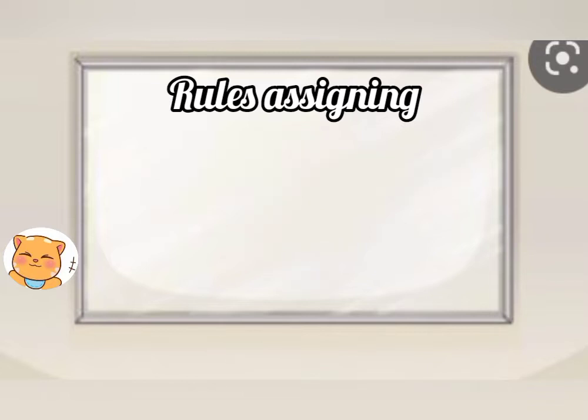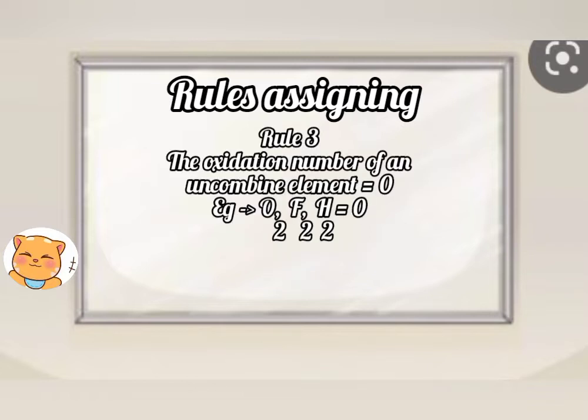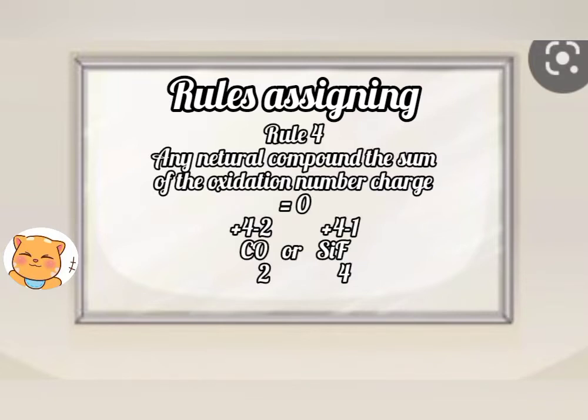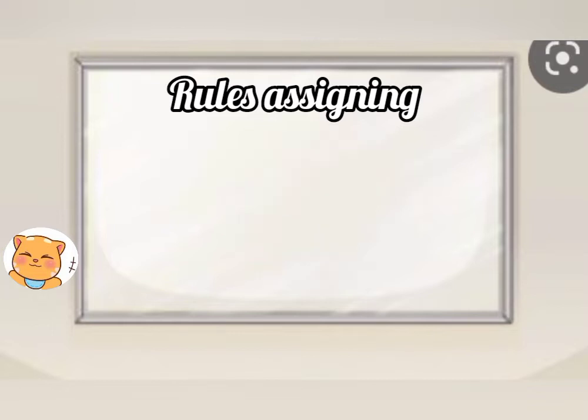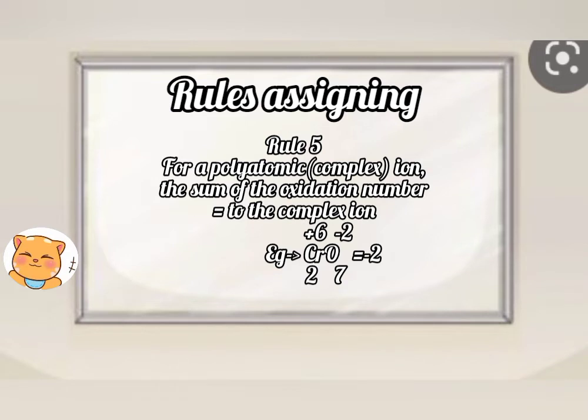Rule number 3. The oxidation number of an uncombined element is always 0. Rule number 4. For any neutral or zero charge compound, the sum of the oxidation numbers is always 0. An example for this would be CO2, where there is no charge, so the sum of the oxidation numbers would add up to 0. Rule number 5. For a polyatomic ion, the sum of the oxidation numbers is equal to the charge of the complex ion. An example for this would be dichromate, where the charge is negative 2, meaning that the sum of the oxidation numbers would equal negative 2.